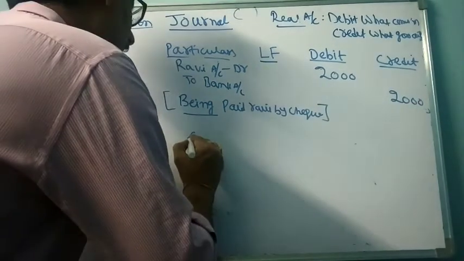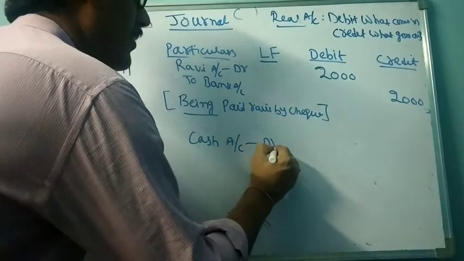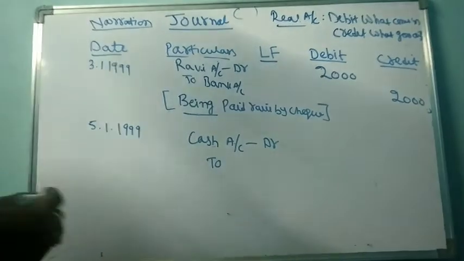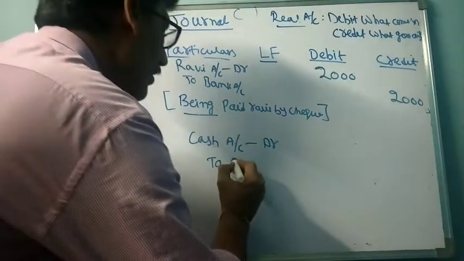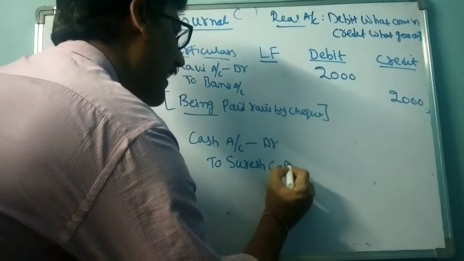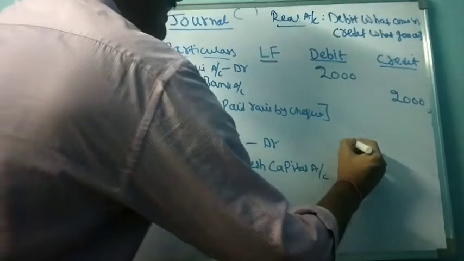What is the debit part of this transaction? Cash, because cash is coming into the business, and it belongs to real account. Cash account debtor. Leave some space below cash and write "To Suresh capital". Whenever a business is started, you should use the word capital: To Suresh capital account. Amount is 10 lakhs.